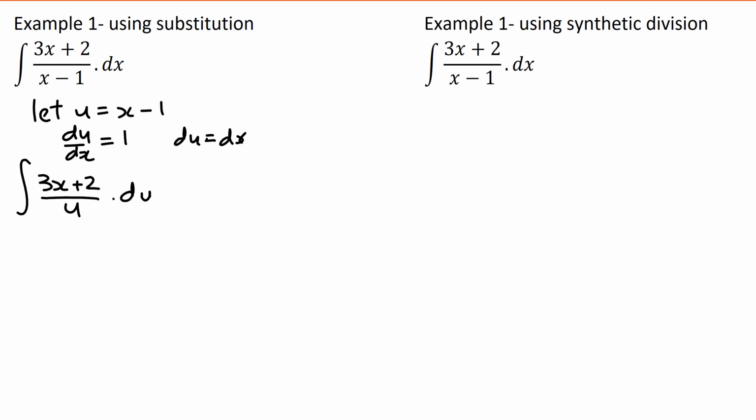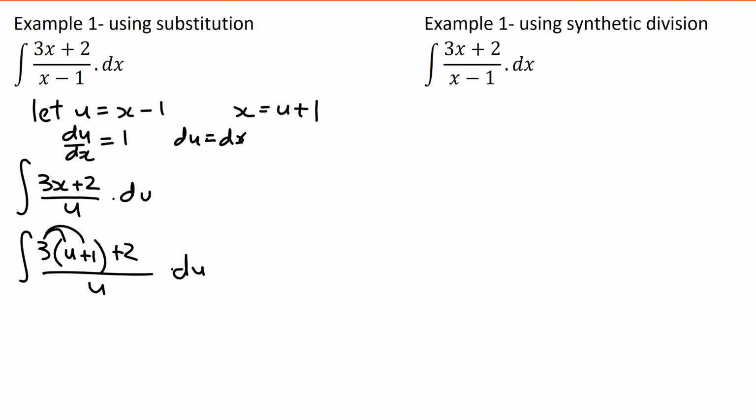But from here, if u equals x minus 1, doesn't x just equal u plus 1? X is just u plus 1, eh? Yeah. So now what we've got is actually 3 lots of u plus 1, plus 2, all over u with respect to u. Now we can do a little bit of maths. That's just going to be integrating 3u plus 3 plus 2, so plus 5, all over u with respect to u.